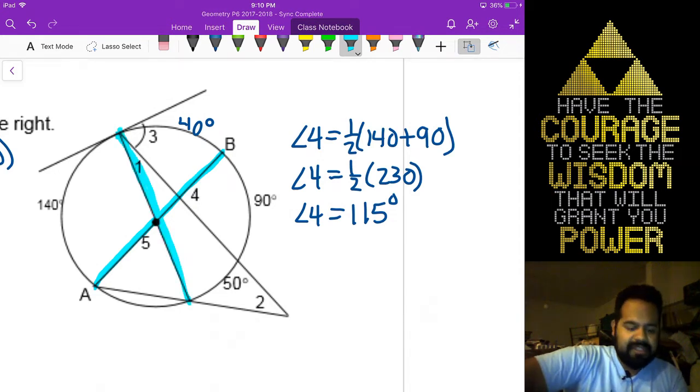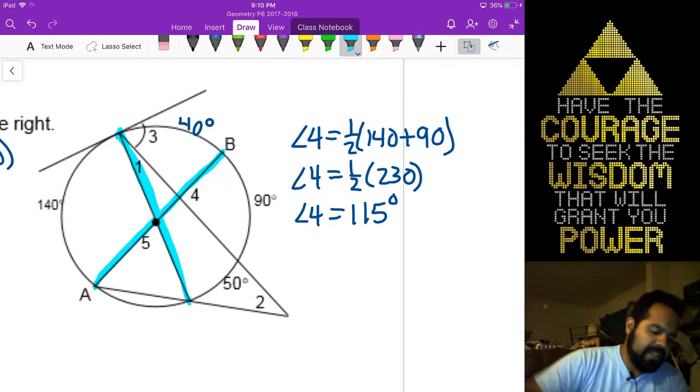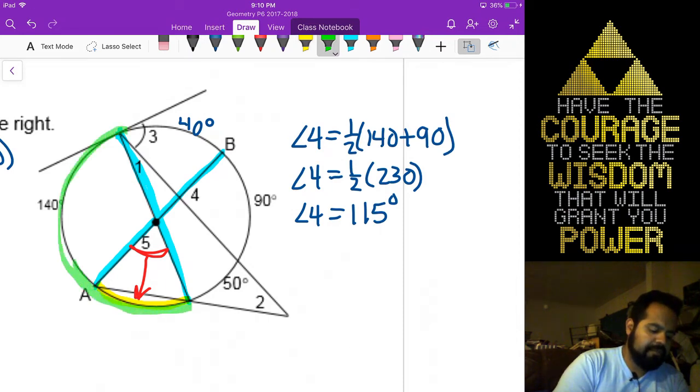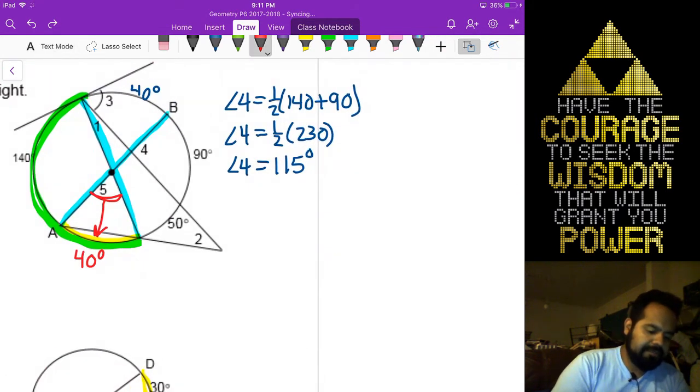Now, since angle 5 is in that corner and it's right in the middle, I don't really need to do the outside minus the inside divided by 2. I just need to figure out what is the measure of that arc. Going back to basic facts, this entire thing is a half circle. So that angle should be 40 degrees. 180 minus the 40 here. So therefore, angle 5 is 40 degrees.